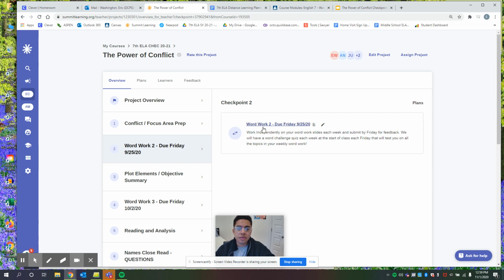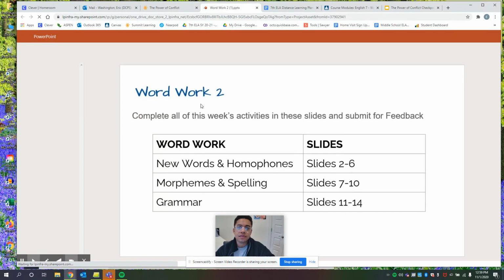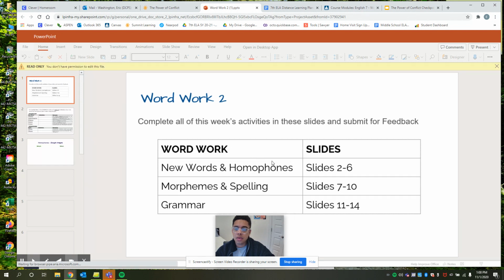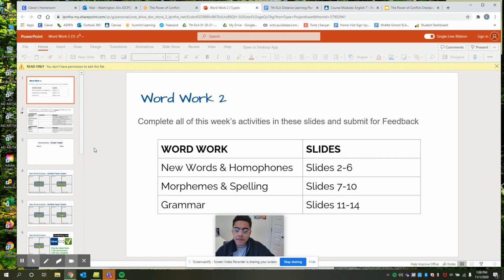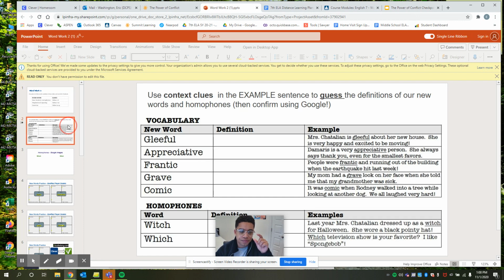All right, so I'm going to take you through our checkpoint 2, which is word work 2. First, click on the checkpoint. It's going to take you to our PowerPoint presentation slide. So word works, all of them are going to be very similar in that they'll have the same framework. Each word work, you will be working on new words and homophones in the first couple of slides, morphemes and spelling in the middle, and grammar practice in the last few slides. So I'll take you through each slide really quickly.